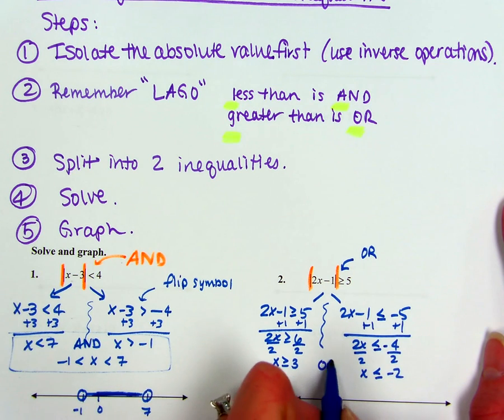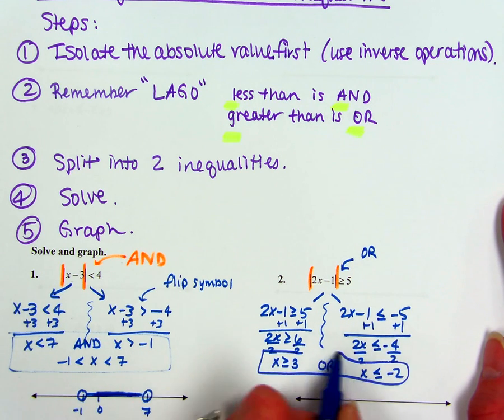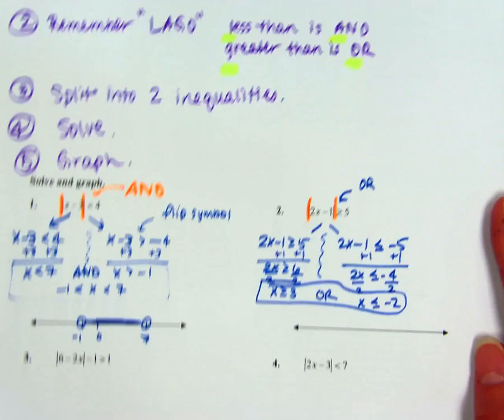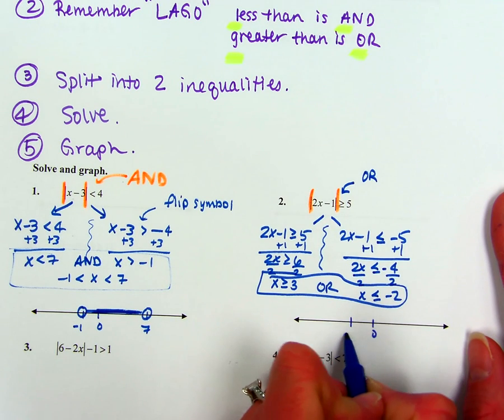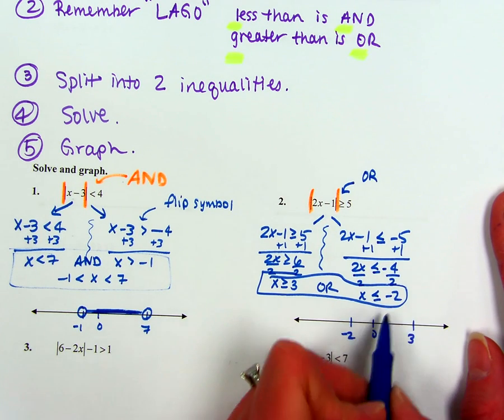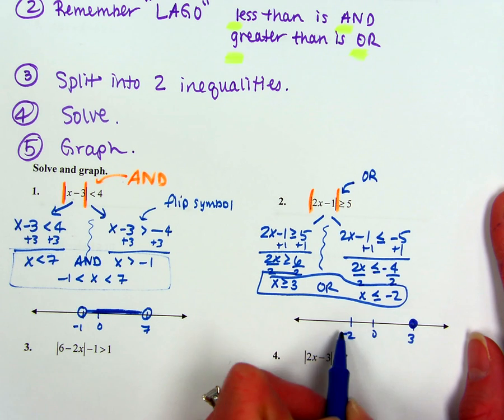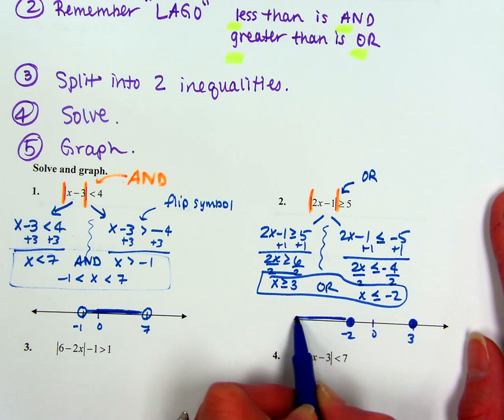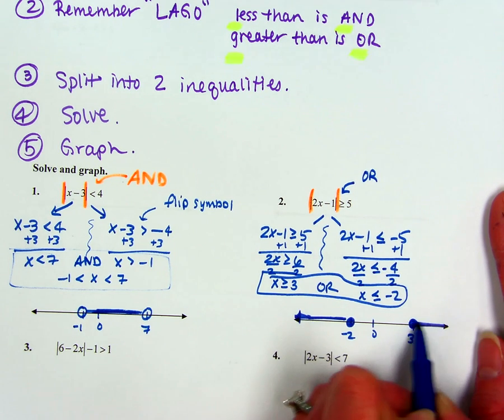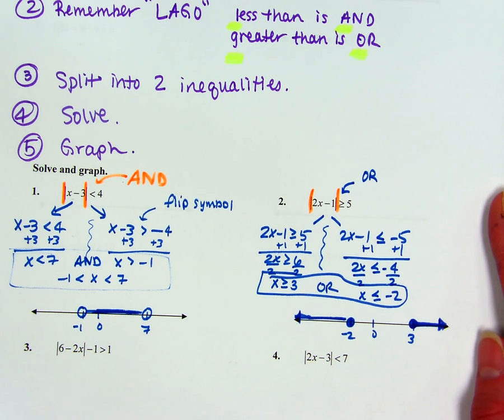This one is an or, so I don't need to write it as a three-sided inequality. I just need to find negative 2 and positive 3. These are both filled in circles, and it's less than or equal to negative 2, but greater than or equal to 3. So you shade on the outside.